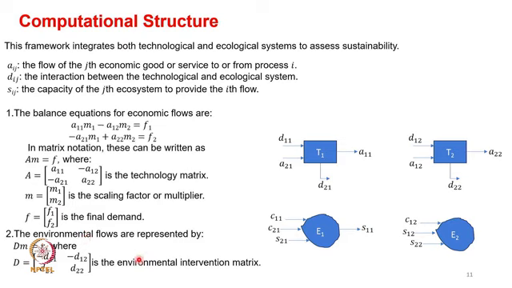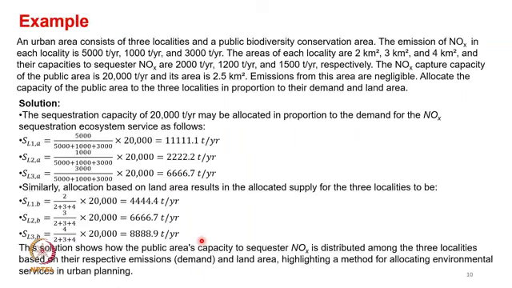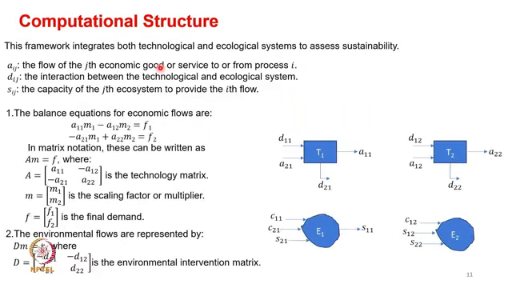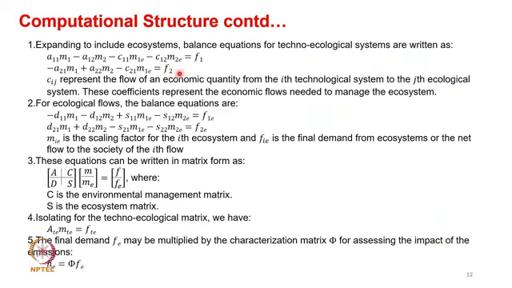Similarly, we could also bring in the environmental flow here. In a similar fashion it would be written as DM equals R, where D would be in this context D11, D12, D21 and D22, which is what we call the environmental intervention matrix. Fine. So now let us see the next step. How do we integrate the ecosystem? We can see here we have an ecosystem in each of these cases, E1 and E2. So when we include the ecosystems, your matrix would be expanded: A11 M1 minus A12 M2 minus C11 M1E plus C12 M2E, which is equal to F1, and similarly minus A21 M1 plus A22 M2 minus C21 M1E, which is equal to F2.